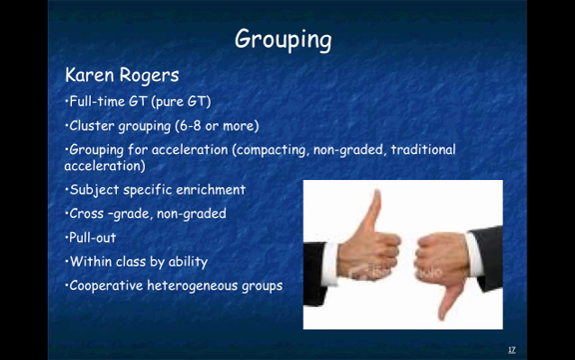Another way of grouping is within class ability groups, which we see a lot when we have our reading groups. We usually group them according to their ability, their reading level. You can also have cooperative or heterogeneous grouping.